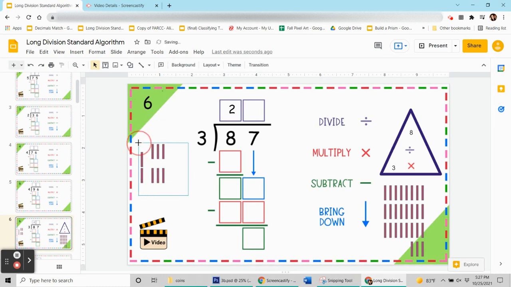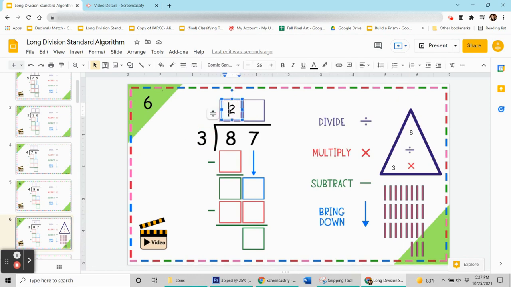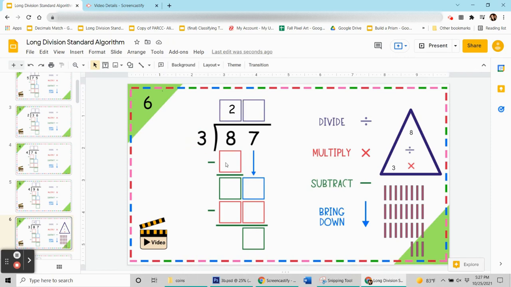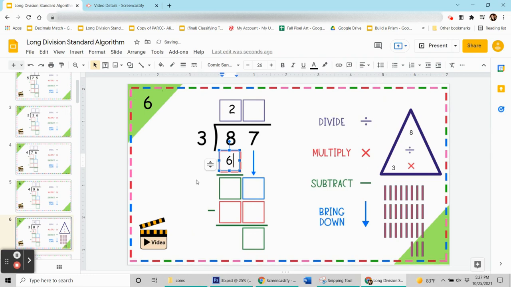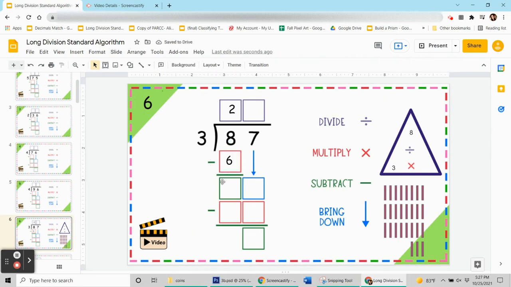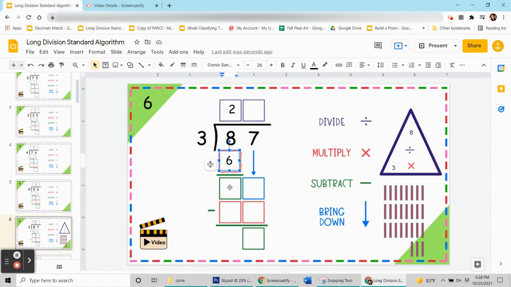The next step is to multiply. And so what we're going to do is take the last thing we touched, which is the 2, and multiply it by the 3 to say, okay, we made 2 groups of 3. How much was that? 2 times 3 is 6. So that's how many we've used. Now you have to figure out what's left over because we're going to keep working with the leftover. And to figure out what's left over, you subtract. So we're going to do 8 minus 6, and that's 2.